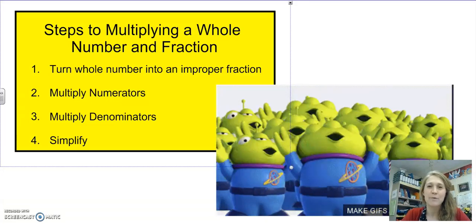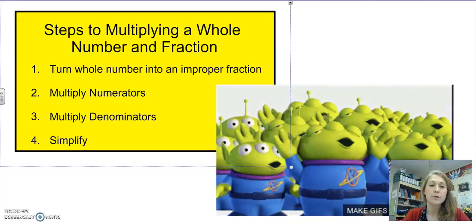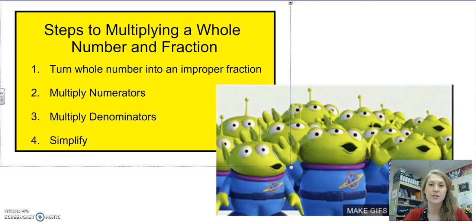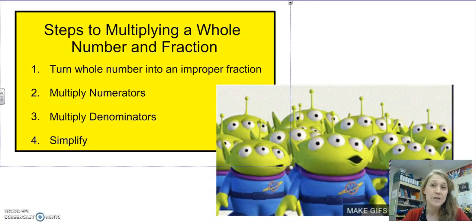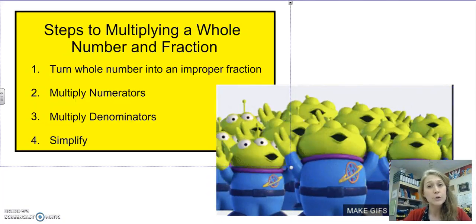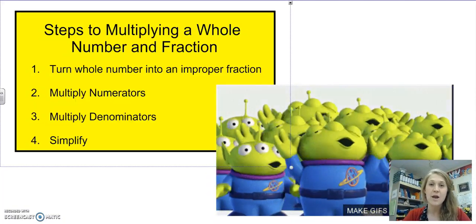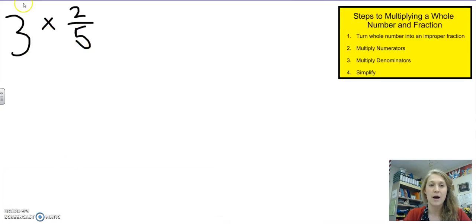Hey guys, in this rapid review video, we're going to look at the steps we would use to multiply a whole number and a fraction. You can see right here that there are only 4 steps that we need to know. Turn the whole number into an improper fraction, multiply the numerators, multiply the denominators, and then simplify. So let's take a look at a problem.